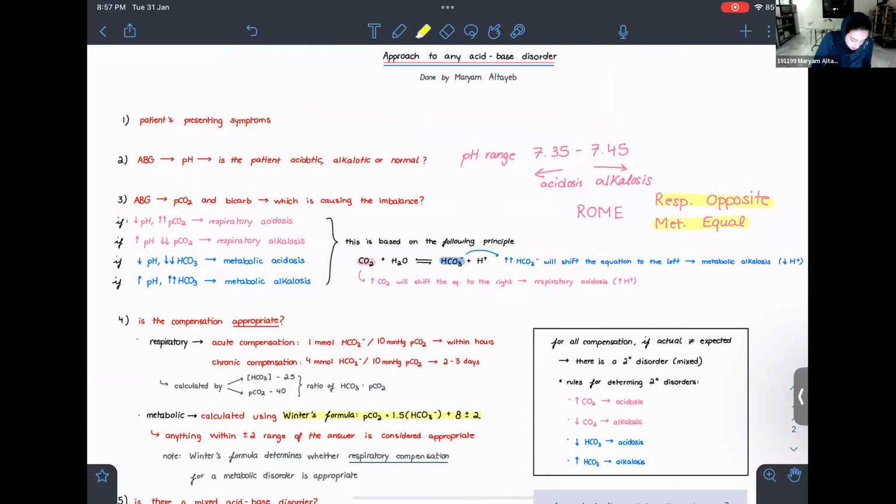In metabolic, they're equal. So our first step is always to look at the pH, and then we're going to look at the ABGs, PCO2 and bicarb, so we know which one is causing the imbalance. Is it respiratory or is it metabolic? If pH and PCO2 are opposite, that's respiratory. If they're equal, then we know it's metabolic. All right. I hope that is clear for everyone.